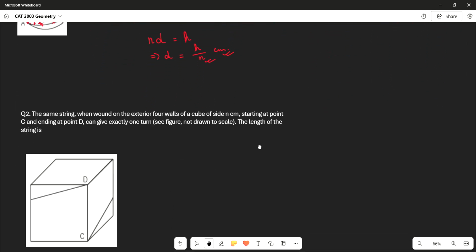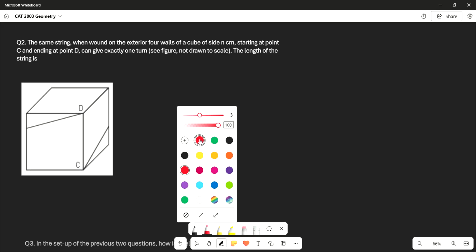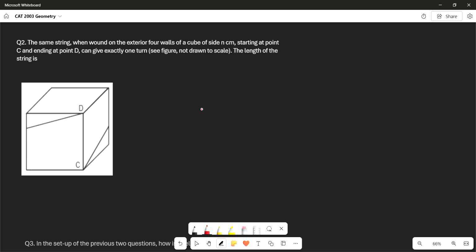Second question: the same string, when wound on the exterior four walls of a cube of side n centimeters, starting at point C, okay, you are starting here and ending at point D, can give exactly one turn, okay, like this it will go. Then suppose I complete the cube, I'm just drawing the back side, the back view, suppose like this, right?